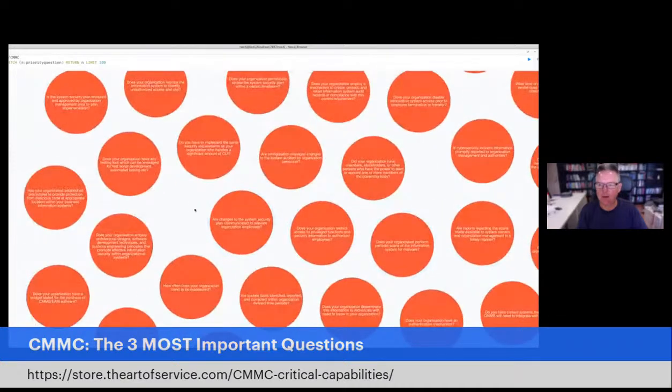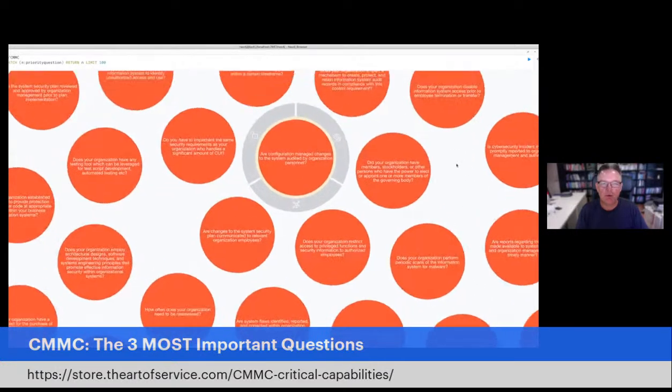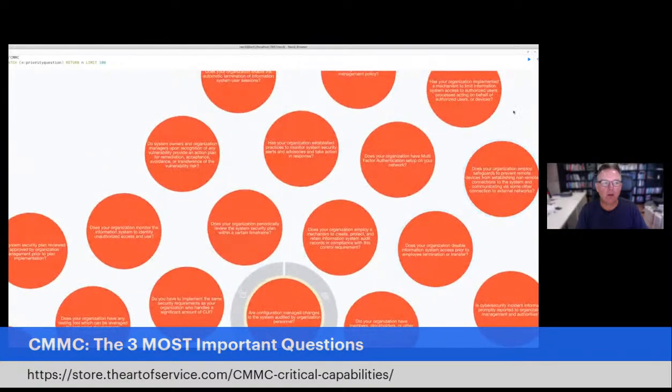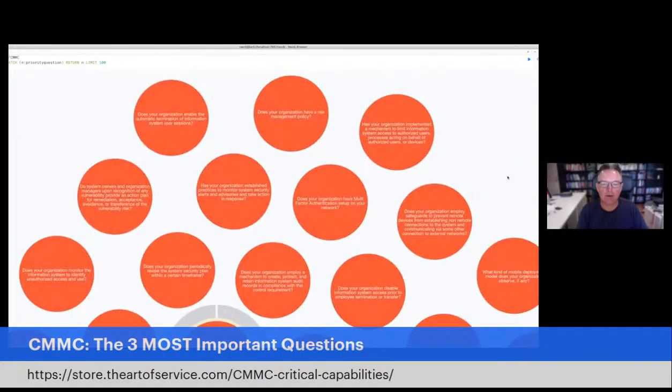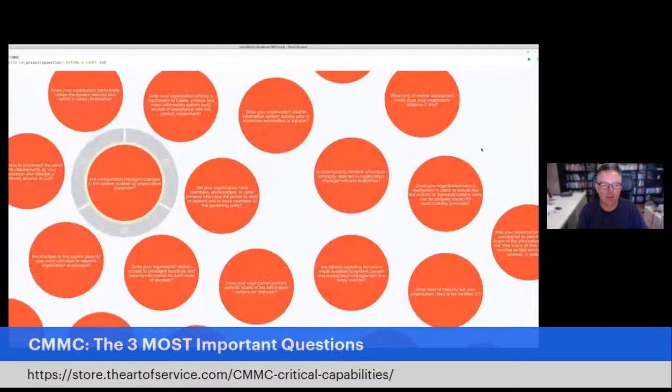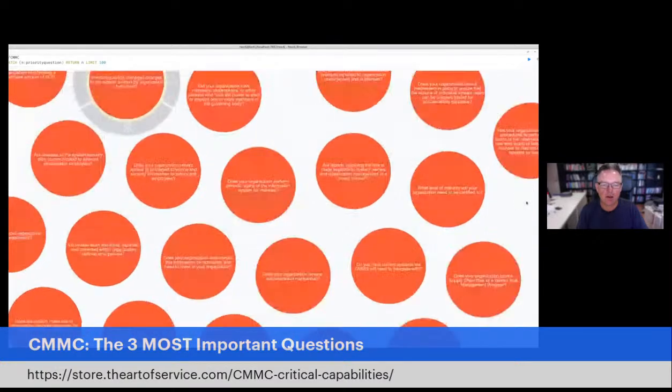So these are other most important questions to ask when you're dealing with CMMC. I'm just going to pick a few to give you an idea. Are configuration managed changes to the system altered by organization personnel? Good. I'm not going to read them out loud. What I'm going to do is I'm going to zoom in and I'm going to pan over it a bit. And obviously we're live now, but in the replay you can just have a look at them. You can pause and you can think about them.